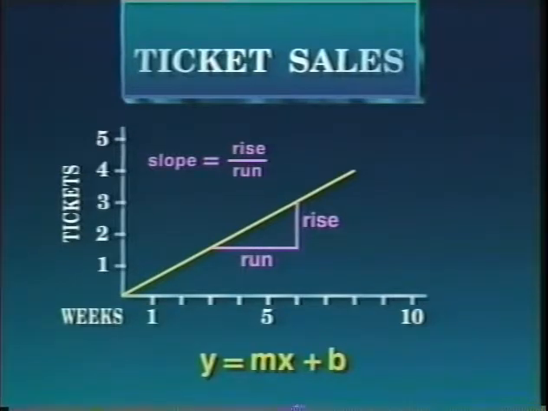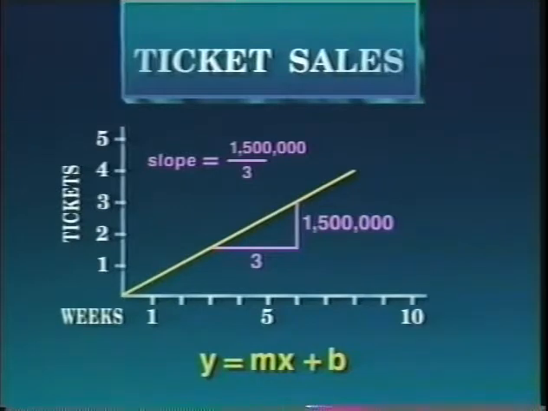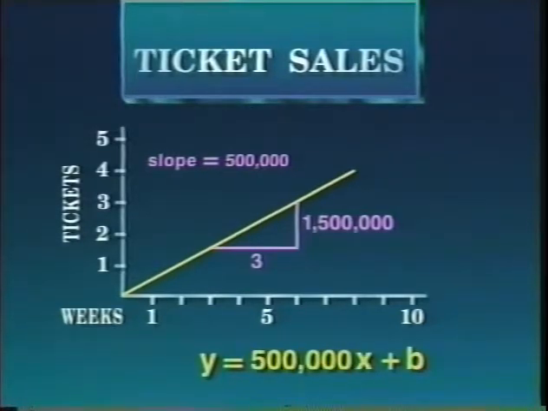In this case, our change in x is 3 weeks, and the change in y is 1,500,000 tickets. So the slope is 1,500,000 divided by 3, or 500,000. That means that about 500,000 tickets are being sold each week. Now we have what we need to formulate the general equation of this line. We replace m, the slope, with 500,000, and we replace b, the y-intercept, with 0. So the equation of this line is y equals 500,000x plus 0.